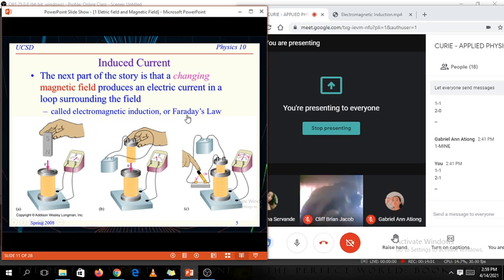For example, you have your galvanometer. Each time you move your bar magnet, the needle or the red part will be deflected depending on the polarity of the magnet. So more of this will be presented later on as I show you the video explaining Faraday's law. But so far, do you have any questions?